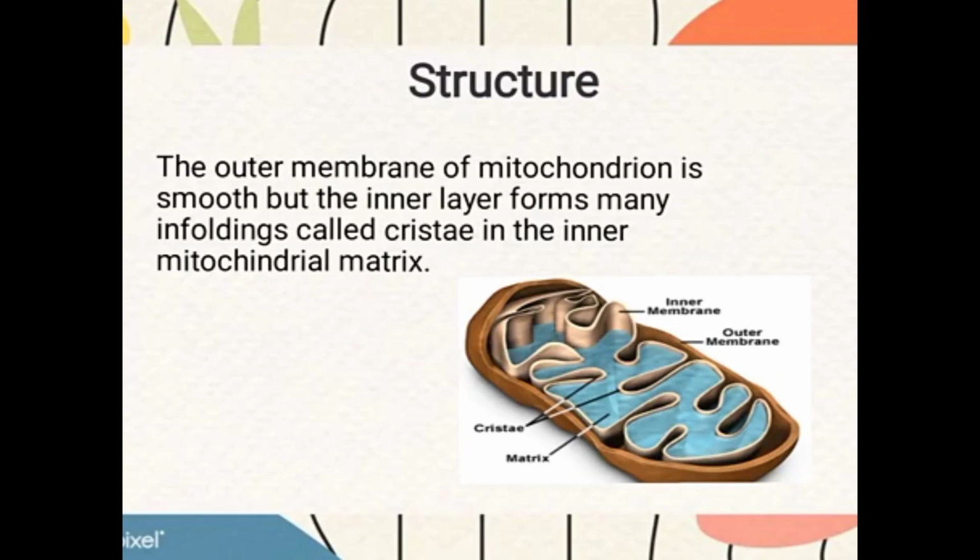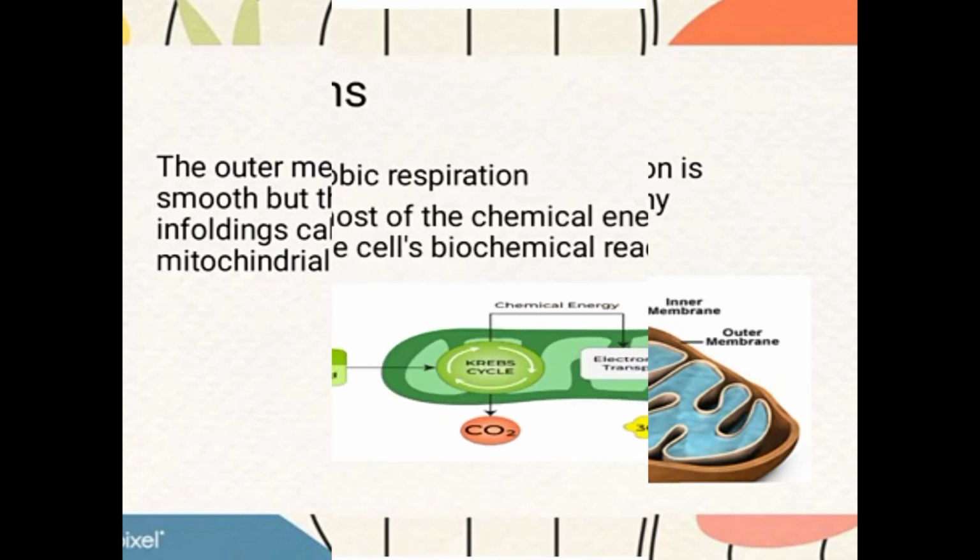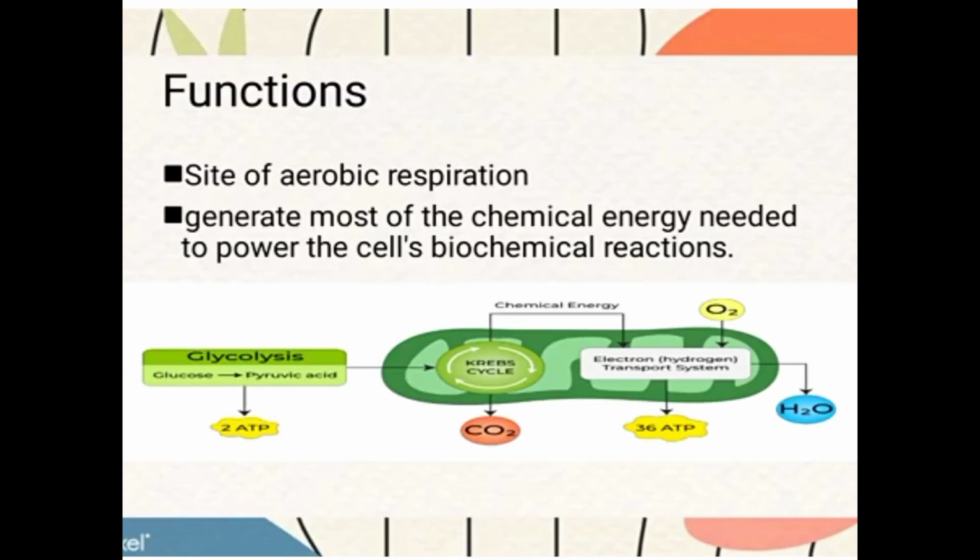If we talk about the structure of mitochondria, the outer membrane of the mitochondrion is smooth, but the inner layer forms many enfoldings, and those enfoldings are called cristae. Mitochondria are the sites of aerobic respiration. These generate most of the chemical energy needed to power the cell's biochemical reactions.